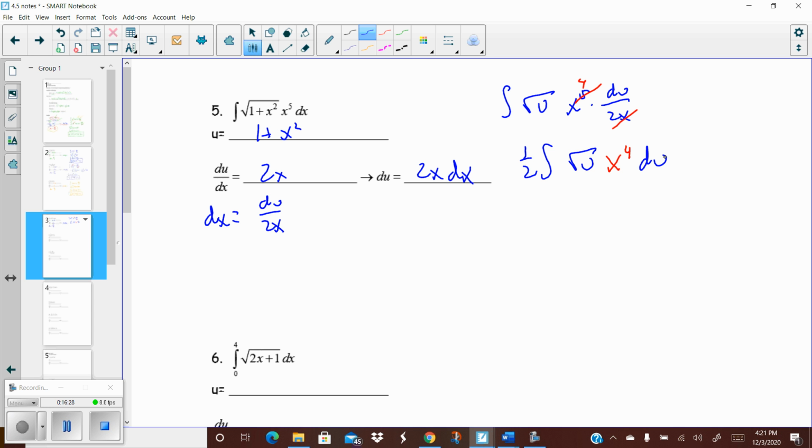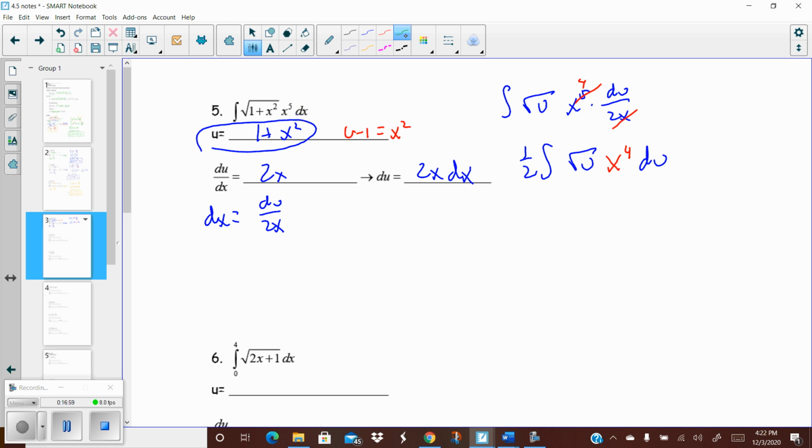There is a way to do this still. A bit messy, but we'll be able to figure it out. So what I can do is I can go back to my original u value right here. And I can say, okay, what if I was to subtract 1 on both sides of that equation? So then I would get that u minus 1 is x squared. Not looking for x squared, though, I'm looking for x to the 4th.